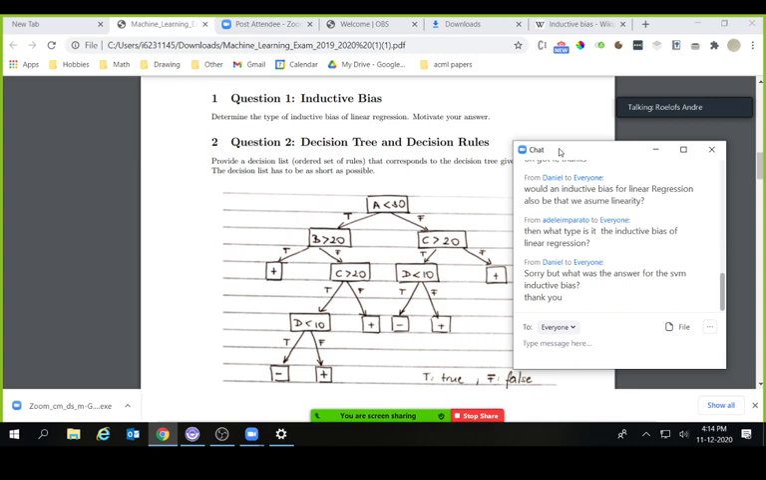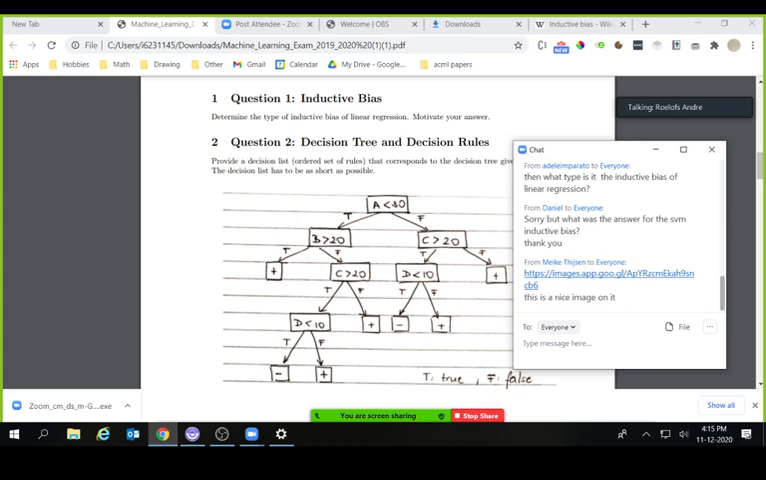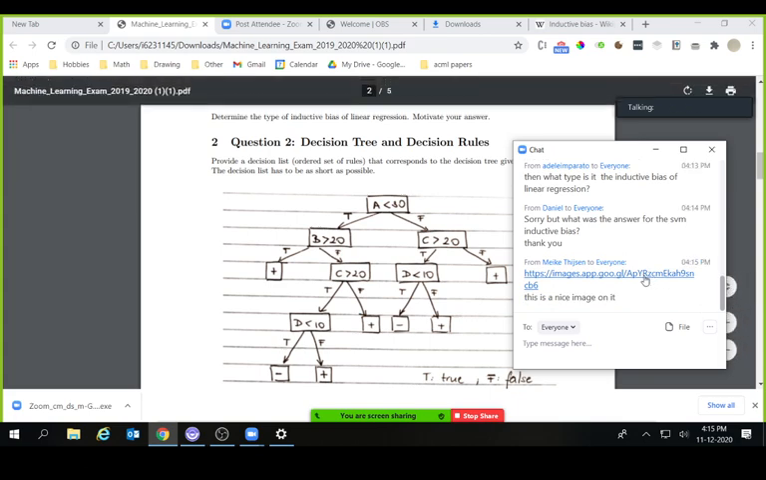Provide a decision list. A decision list is actually very similar to the decision tree, but with the decision list, you basically just make one rule. So what they essentially ask you to do is to summarize the decision tree that you get. That's a nice image of it.